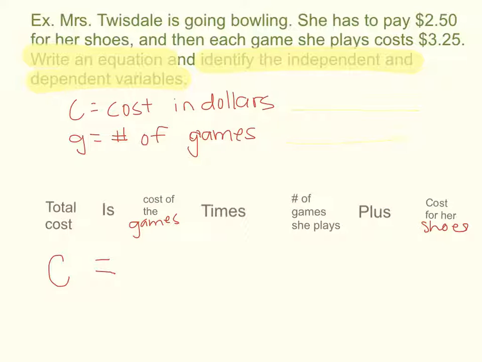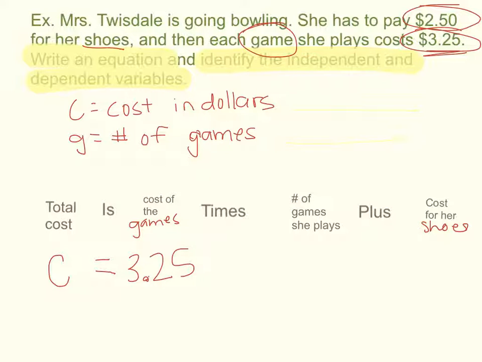So the total cost is, first of all, the cost of the games. How much do the games cost? Well, if we look back at our problem, we had 2 numbers. She has to pay $2.50 for her shoes, and each game costs $3.25. So I'm looking for the cost of the games. The cost of the games is $3.25.